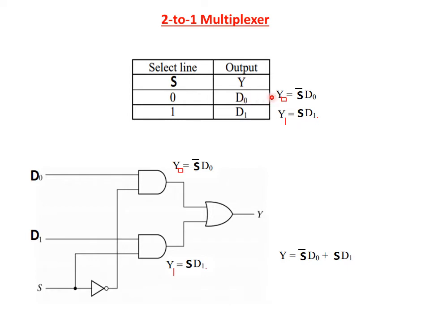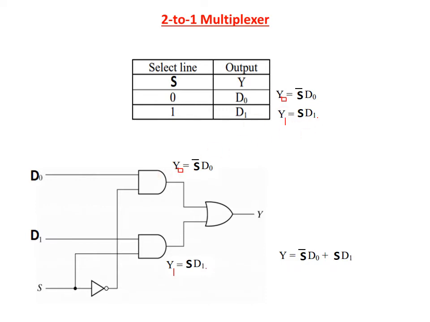So at 0 condition we are assuming the input D0 is connected to the output side. So the output Y is represented as S bar D0, and when the input S is equal to 1, we are considering the input D1 is routed to the output side. So the output Y is represented by S D1. So the final output is this Y0 plus Y1. This is the final output.